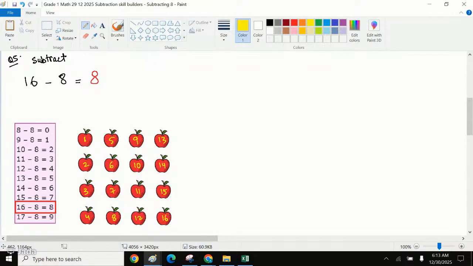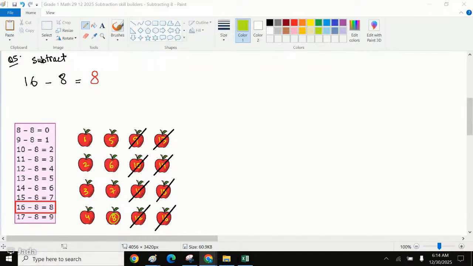If we had 16 apples, out of those 16 apples, 8 apples were eaten. So how many would be left? We remove 8. We always start from the biggest number. 1, 2, 3, 4, 5, 6, 7, and 8. So we are left with 8 apples, right? So 16 minus 8 would be equal to 8. Yes, very good.